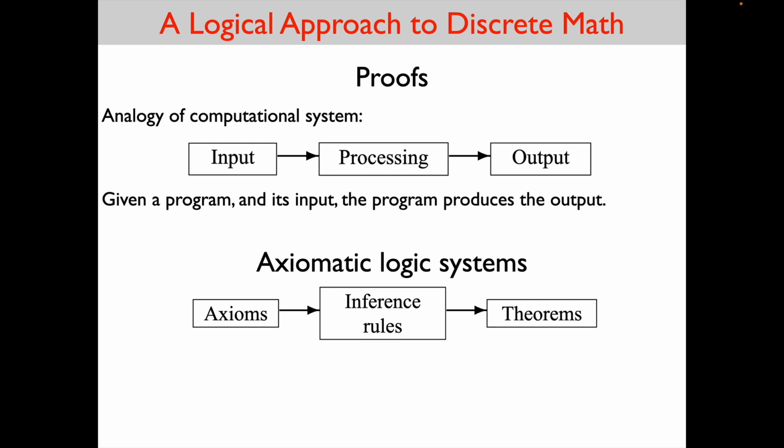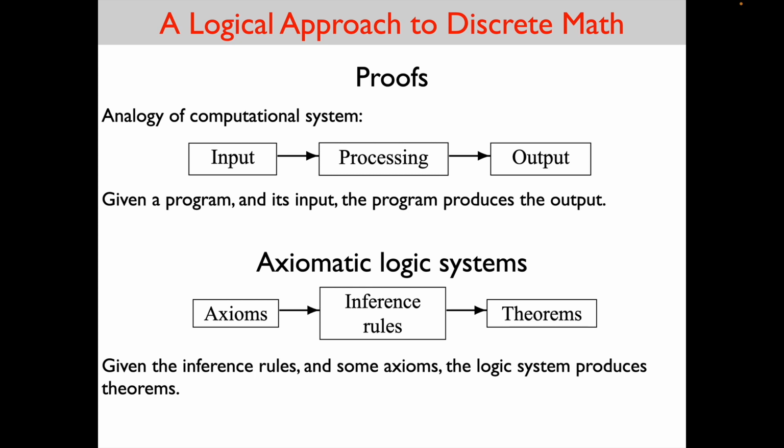We're going to talk about this in more detail later, but this is the general idea. So you can think of an inference rule as kind of like a program that transforms axioms into theorems. All right. And so here is the description. Given the inference rules and some axioms, the logic system produces theorems. So that's the idea of an axiomatic logic system, and this is our introduction to the concept of what an inference rule is.